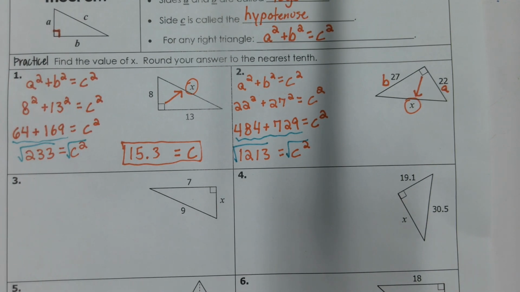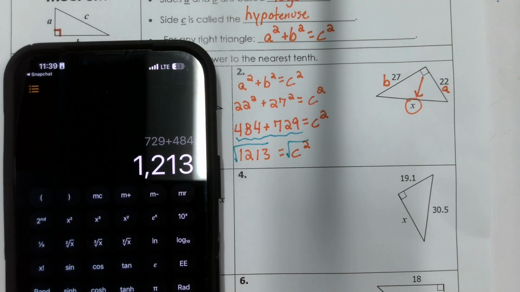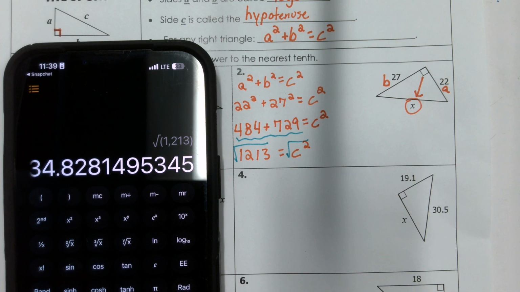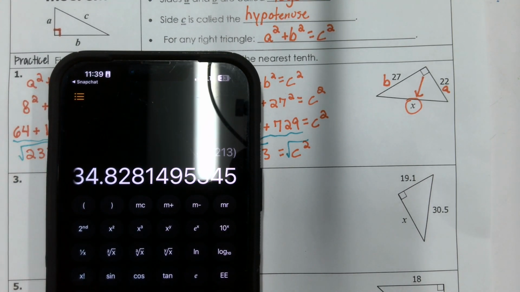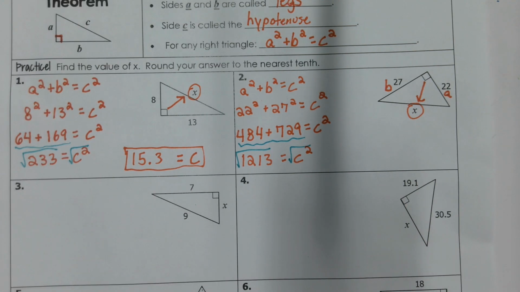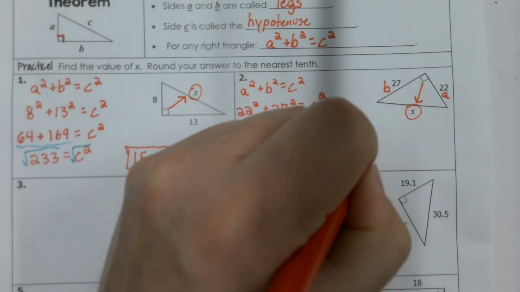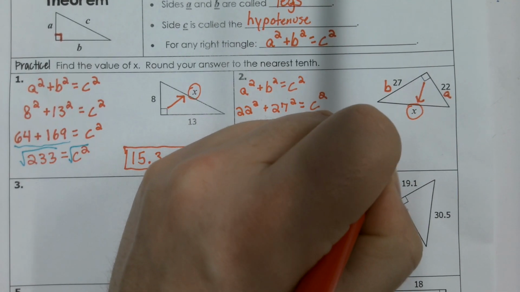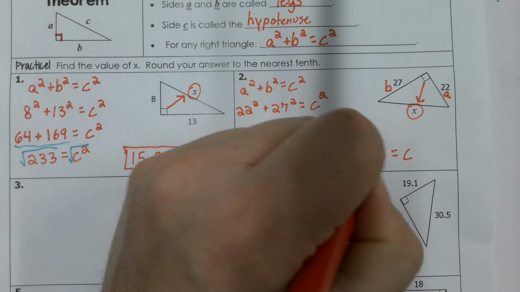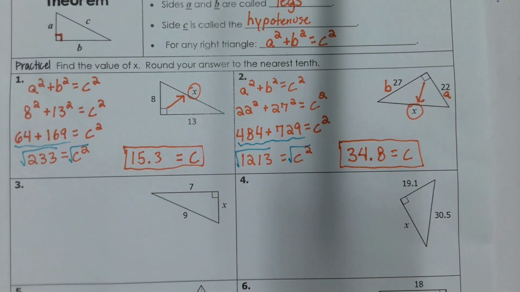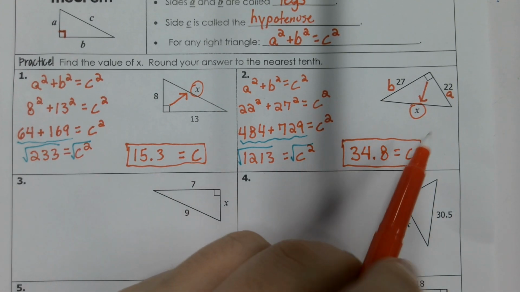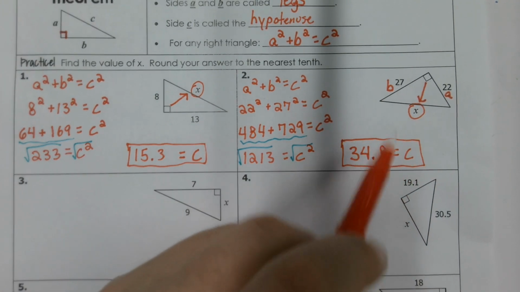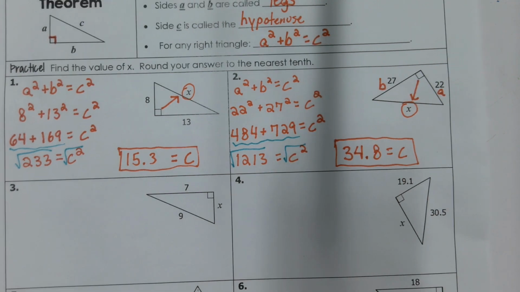And if I take the square root of both sides, I have to take the square root of 1,213, which is approximately 34.8. Which again, if I think about it, that's supposed to be my hypotenuse, that needs to be longer than both of those sides, which it is.